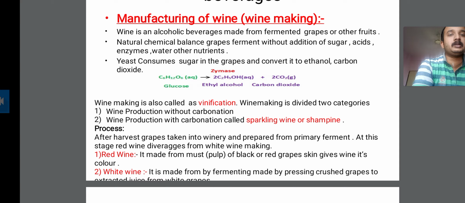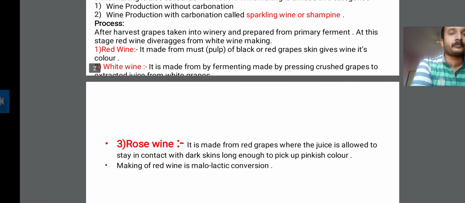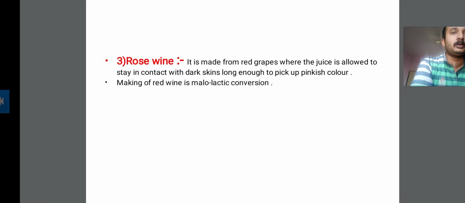So the second point is that white wine is made by fermenting, and the fermenting is done by pressing the crushed grapes into extracted juice from white grapes, which forms the white wine. Thirdly, the rose wine.